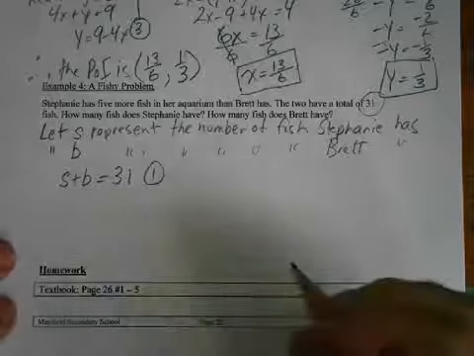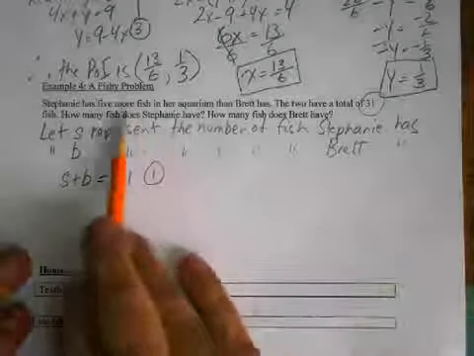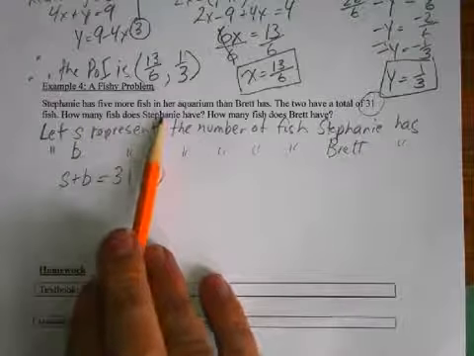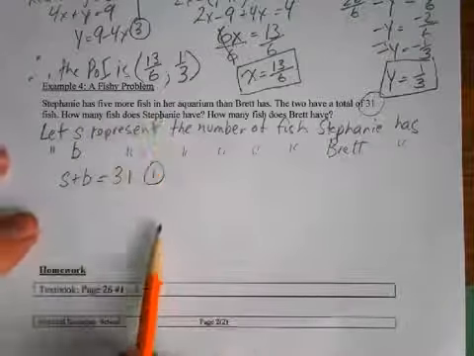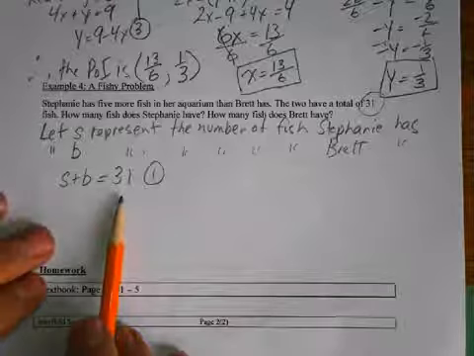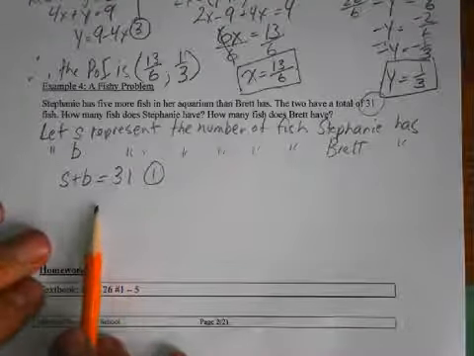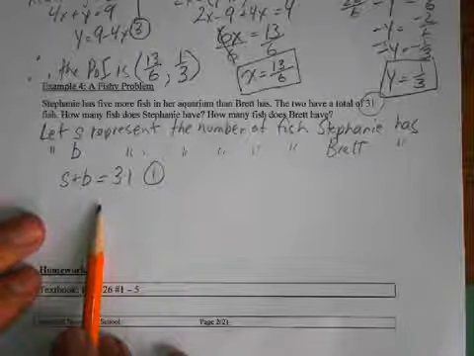Okay, the second one's a little bit more difficult. Sometimes you play around with it. Stephanie has 5 more fish in her aquarium than Brett does. Okay, so if I knew how many fish Brett has, would I know how many fish Stephanie has? Yes, because Stephanie has 5 more than Brett.